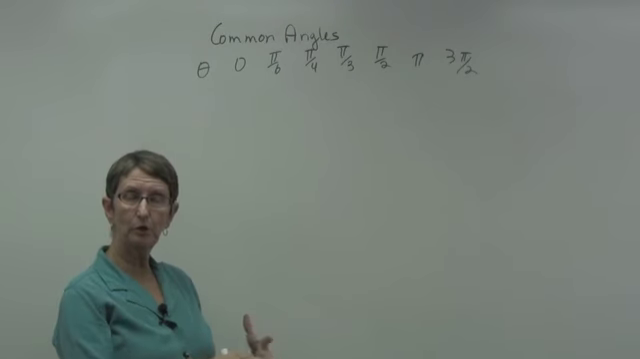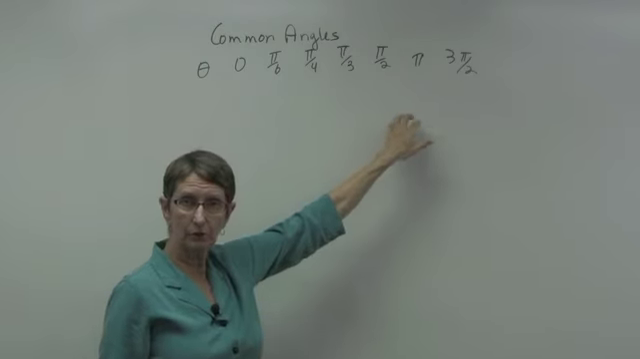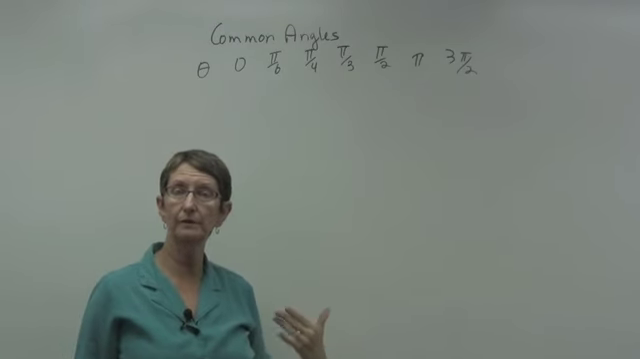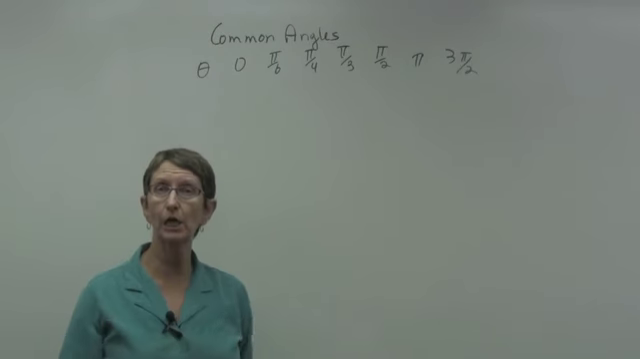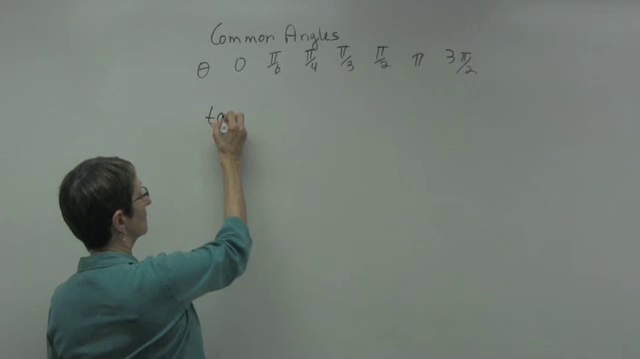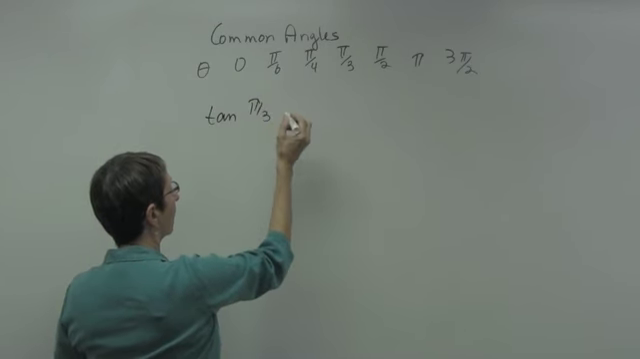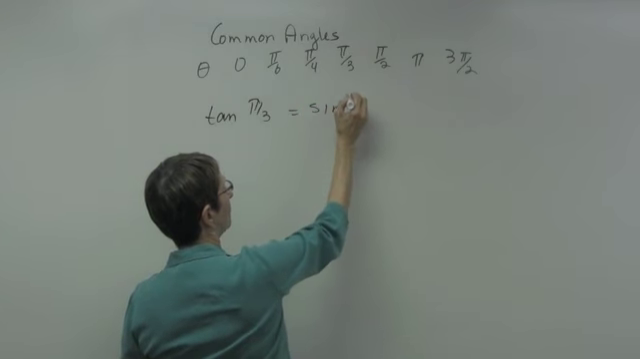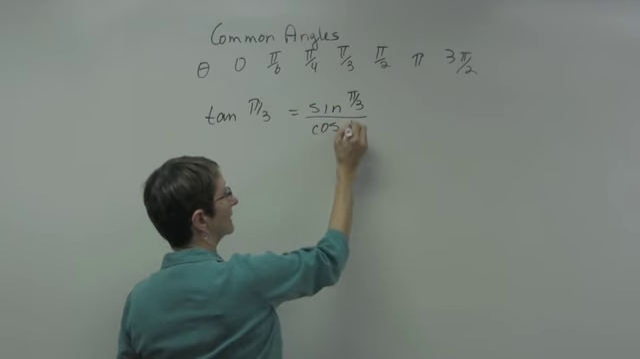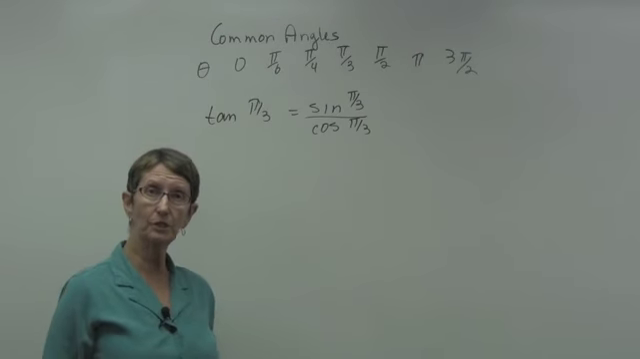Now there's a table in the lessons that has these values in radian measure, like this with pi's, and with degrees. And it has sines and cosines. So if I wanted to find, say, the tangent of pi over 3, what I would have to do is go to that table, find the sine of pi over 3, divide it by the cosine of pi over 3, and that would give me a value for tangent.